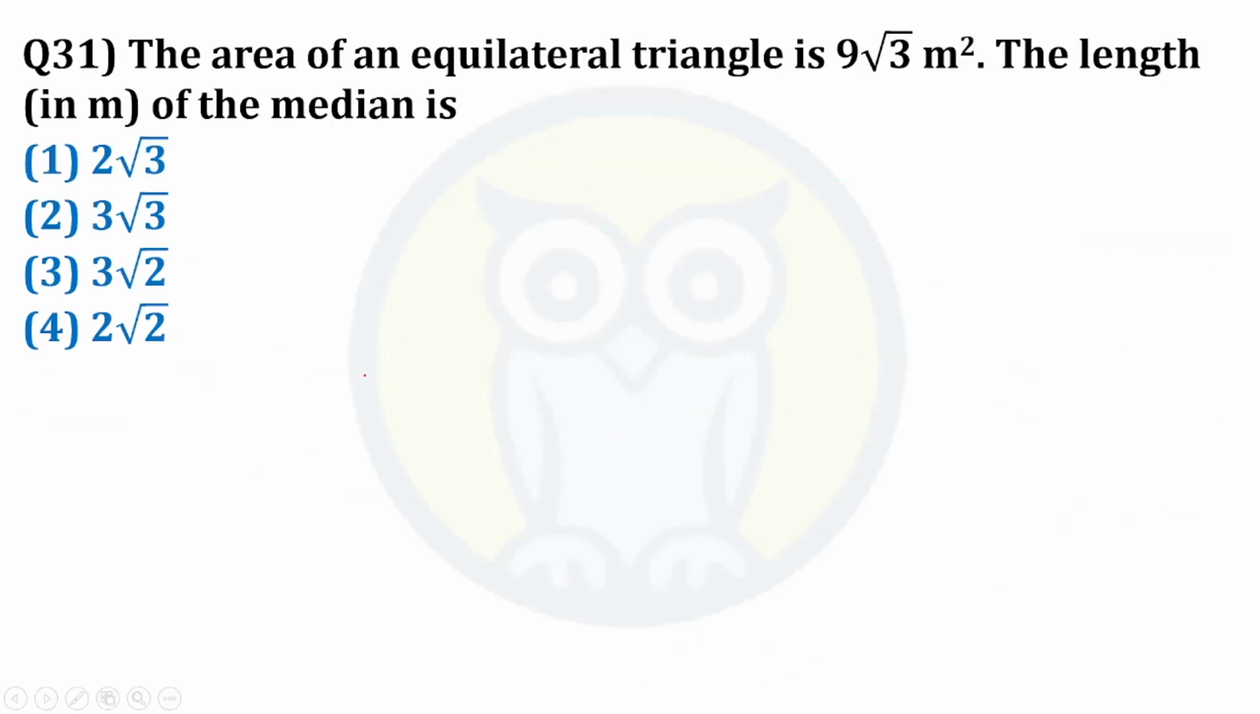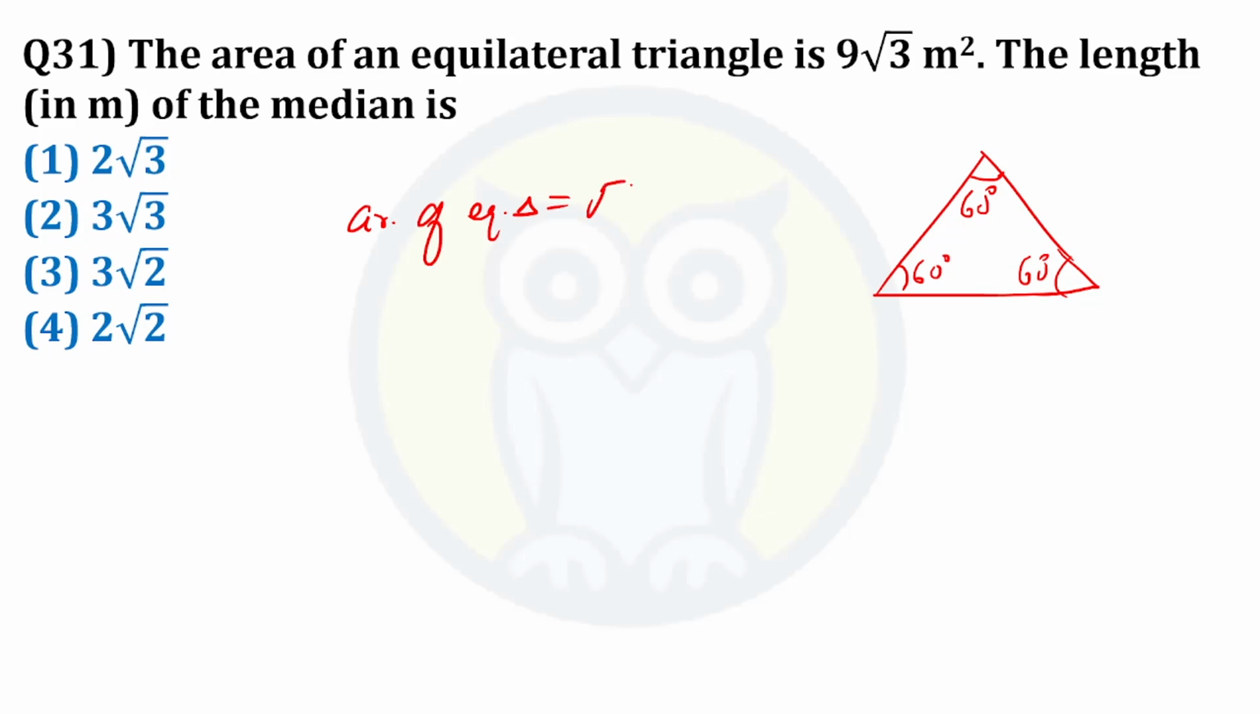Question number 31. Area of equilateral triangle is 9 root 3. In an equilateral triangle all three sides are equal and each angle is 60 degrees. The area formula of an equilateral triangle is root 3 by 4 side square, or root 3 by 4 a square.